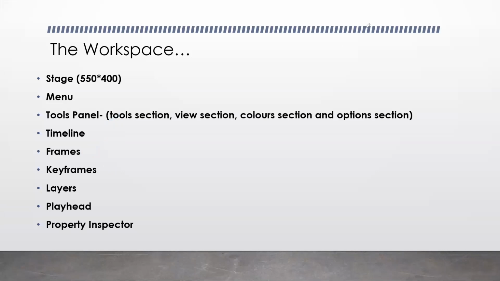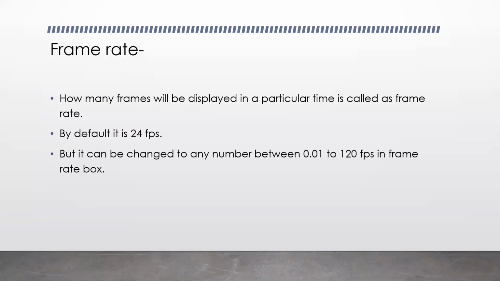Now let us discuss what the frame rate is. When you are setting the document properties, as we have learned previously, in the document properties we change the default settings of your Animate CC. Like you can change the default size of your stage as well, and you can change the frame rate. Now what is this frame rate exactly? Frame rate is how many frames will be displayed in a particular time.